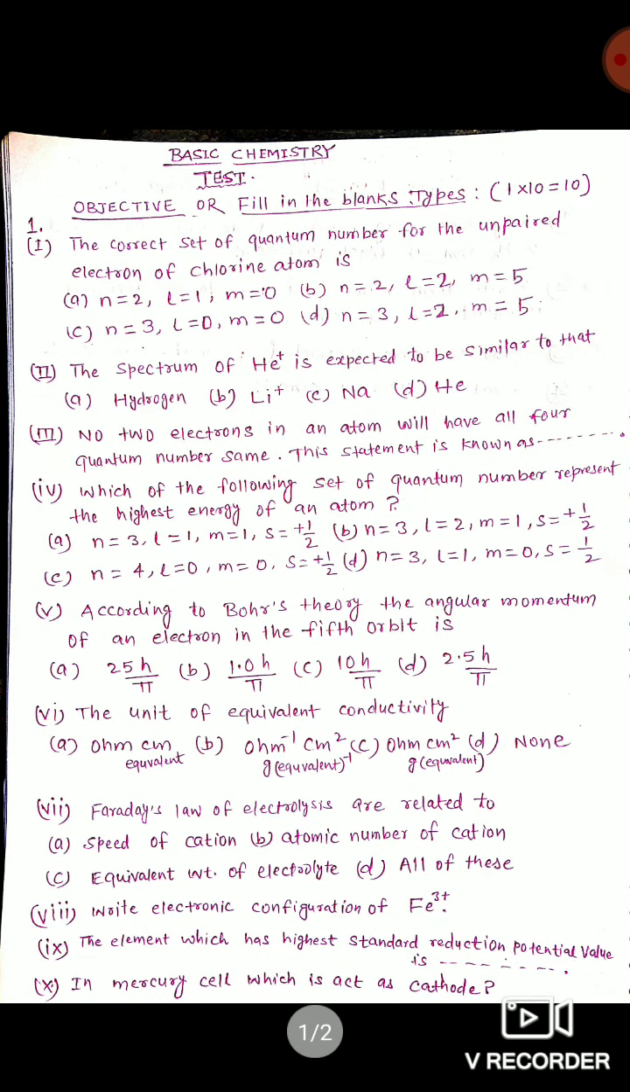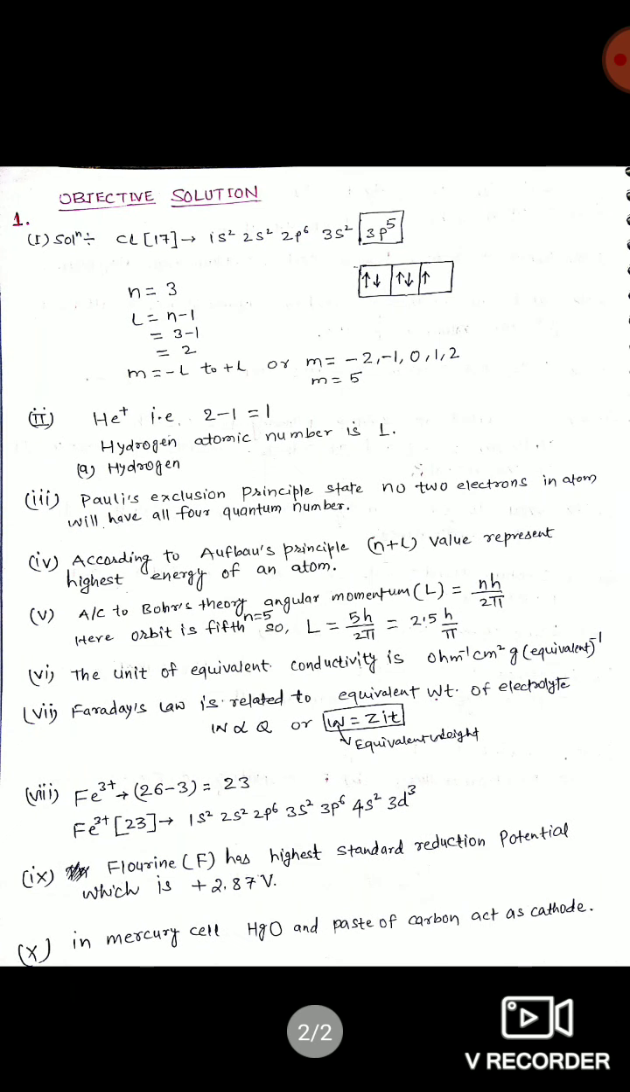Question number 9. The element which has the highest standard reduction potential value is. The element which has the highest standard reduction potential value is fluorine, because it has plus 2.87 volt standard reduction potential value.